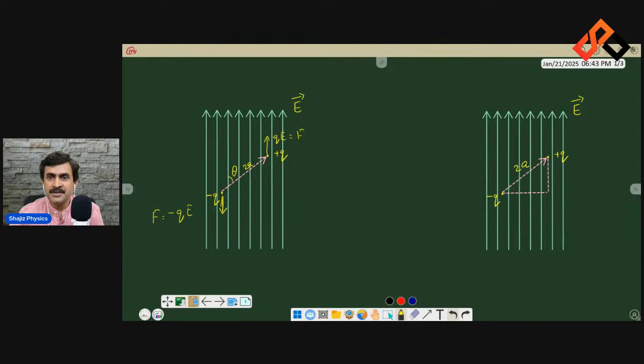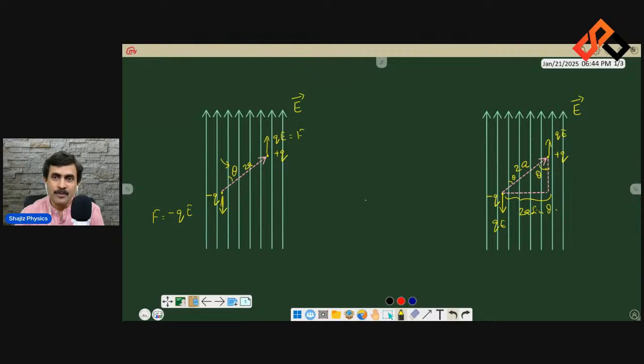Okay, now we know that this angle is theta. It is already defined in the second image. Now, if this is theta, this angle will definitely be theta, alternate angles. Okay, now what is the perpendicular distance between the two forces? The two forces are QE in the upward direction and QE in the downward direction. What is the perpendicular distance? This is the perpendicular distance. Now, by the principles of trigonometry, we can arrive at this perpendicular length to be 2a sine theta.